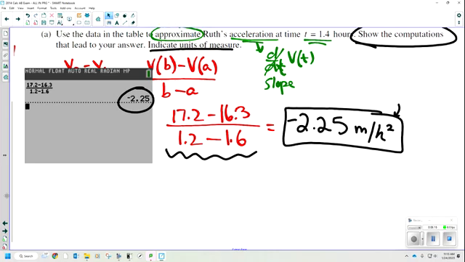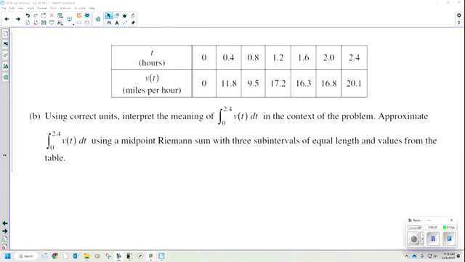A lot more explanation for a very simple problem that you should have been able to do in your sleep. 1B, using correct units, interpret the meaning of the integral from 0 to 2.4 of v of t dt in the context of this problem, which means I'm going to have to talk about Ruth, her bike, miles per hour, whatever, because that's what's given to me in this problem.